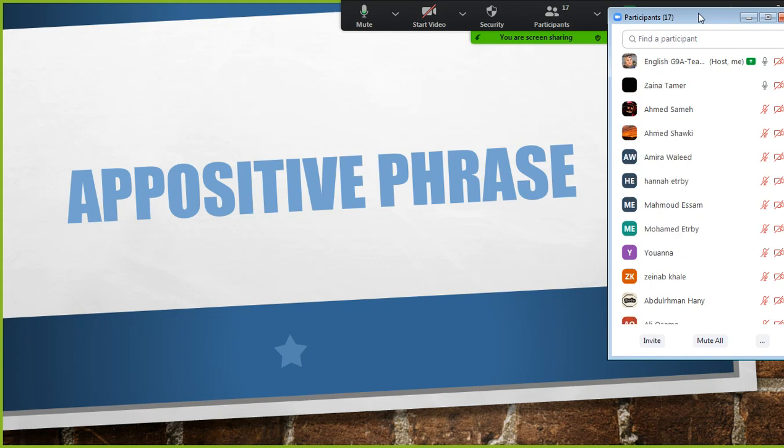Okay, non-essential phrase, but not all the time, by the way. This is what we are going to learn about. It's not all the time that an appositive phrase is non-essential. Sometimes the appositive phrase is essential and we cannot cut it off the sentence. You have your phone, of course, next to you or in your hand. Can you search for the meaning of the word appositive, and tell me what did you find?